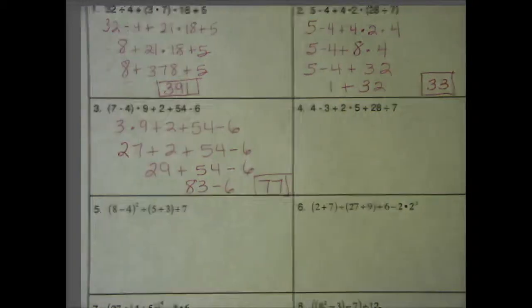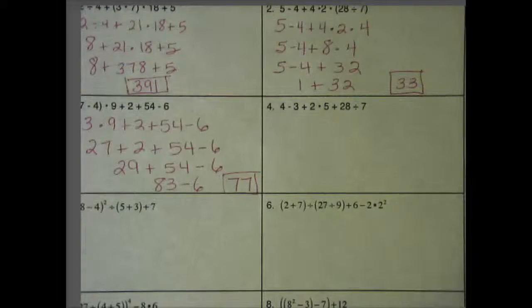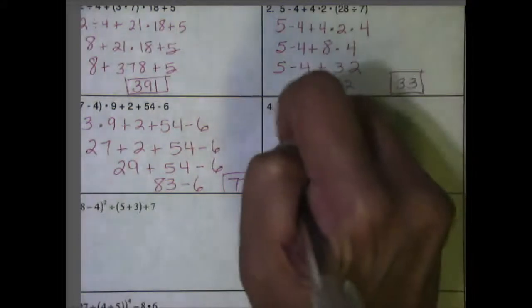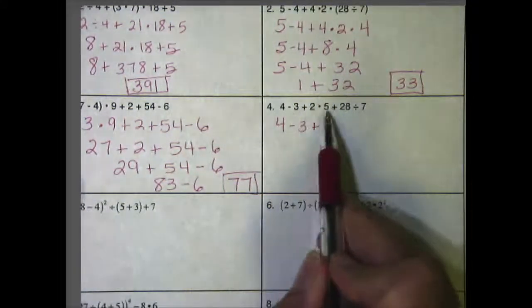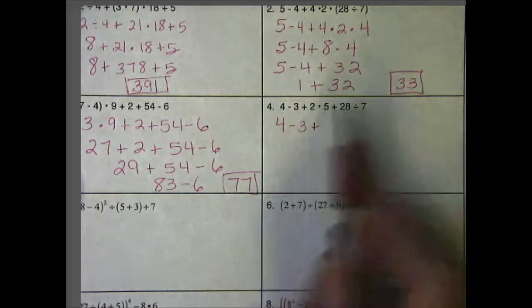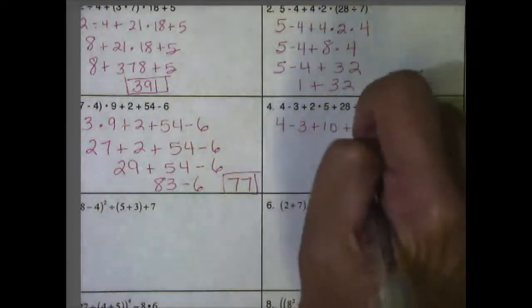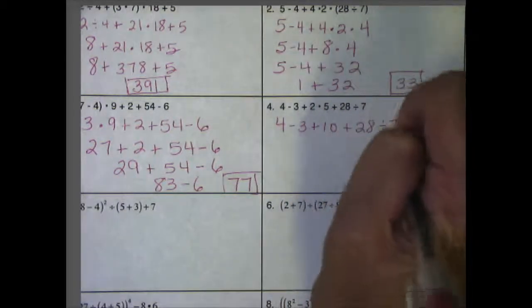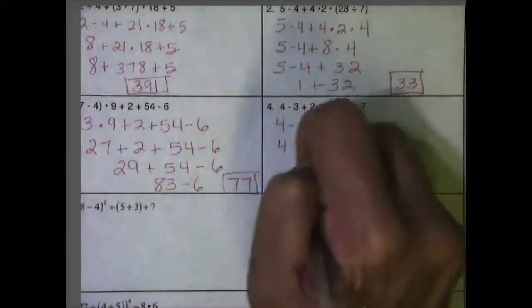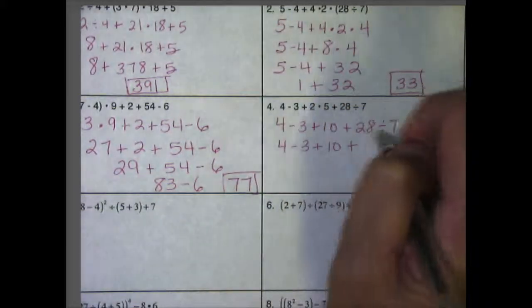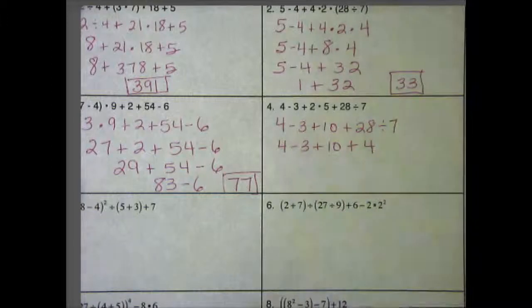Let's take a look at number 4. In number 4, we have no grouping symbols, so we'll just start from left to right and we look for multiplication or division first. So I'll rewrite everything else. 4 minus 3 plus, here's my first multiplication problem. 2 times 5 is 10, plus 28 divided by 7. Now I'll rewrite everything until I get to the division. 28 divided by 7 is 4.